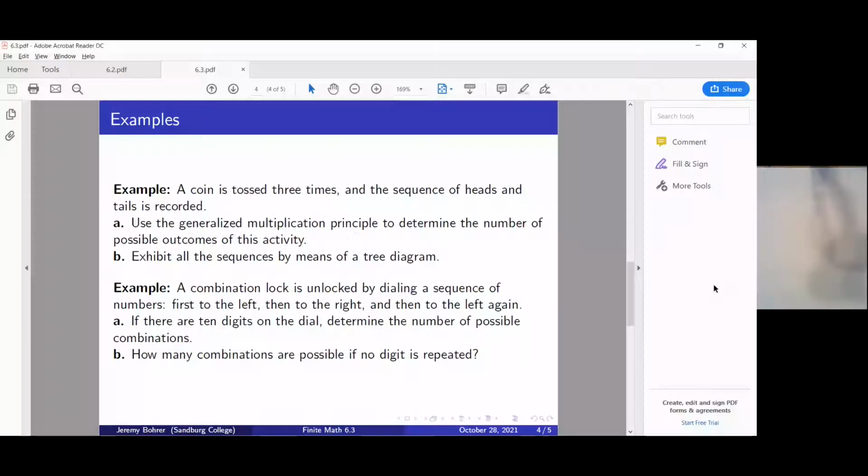In this video, we're going to look at these problems on page 4 of the 6.3 slides. In our first problem, a coin is tossed 3 times and the sequence of heads and tails is recorded. We're asked to use the generalized multiplication principle to determine the number of possible outcomes of this activity and then exhibit all the sequences by means of a tree diagram. So, back over to our paper.